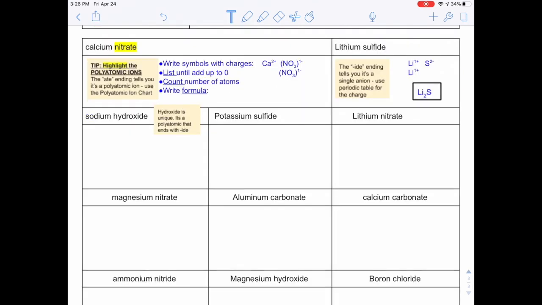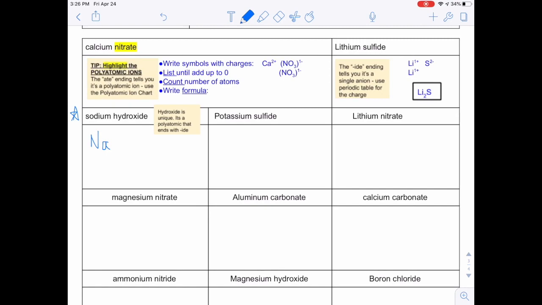Here, the first step is to write the symbol with the charges and then see if they add up to 0. So I'm going to say sodium. I'm looking at this one here. Sodium, I know that's Na. And then hydroxide. Hydroxide is unique. It's the polyatomic that ends with "ide."